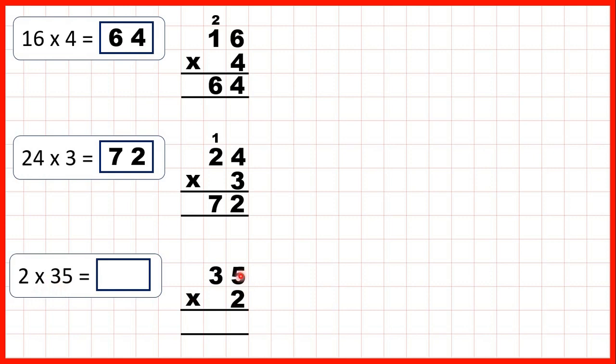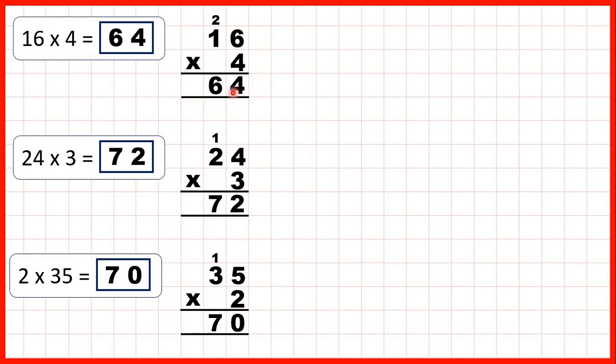We start by multiplying our ones digit, and 5 times 2 is 10, so that's 1, 0. Then onto our tens. 3 times 2 is 6, plus the 1 that's on top gives us 7, so our answer is 70. So now let's take a look at why this method works.